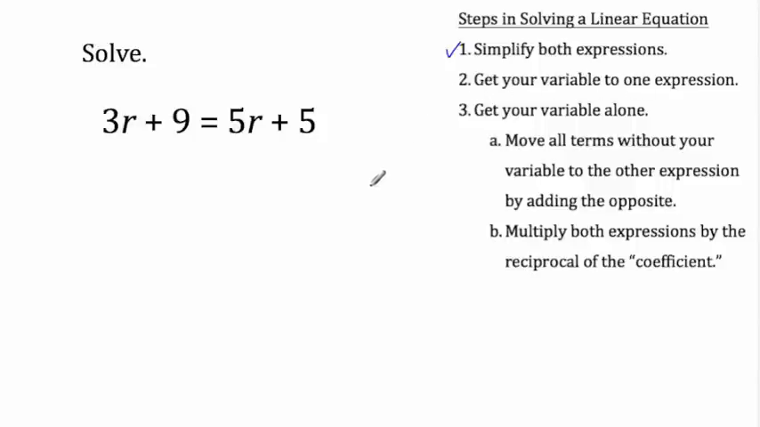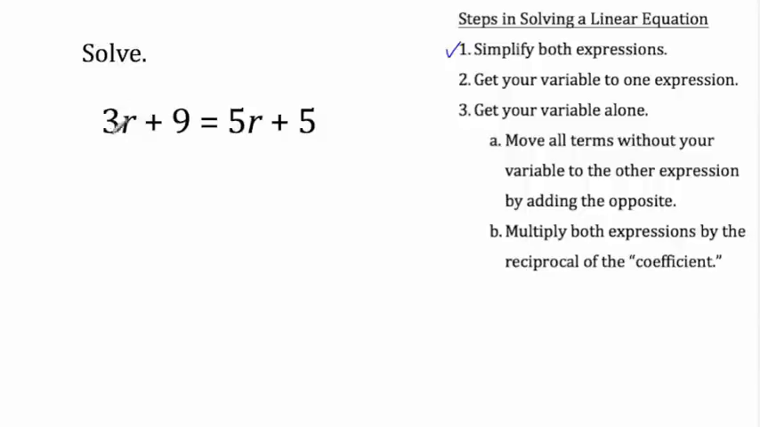The way that you move the variable to only one expression is by adding the opposite of the term with the variable from one of the expressions. We could select to either add the opposite of this term from the left-hand expression to both expressions, or we could add the opposite of the 5r term from the right-hand expression to both expressions. It really doesn't matter, mathematically speaking, which one that you pick. However, you will work with numbers that are positive if you select the term with the smaller coefficient.